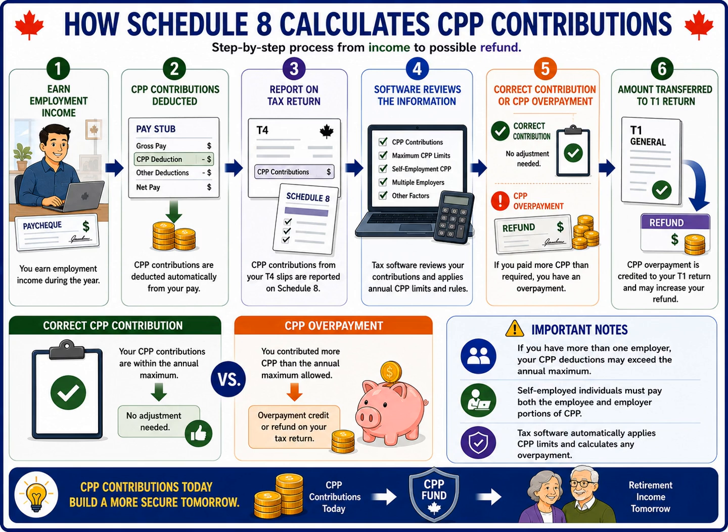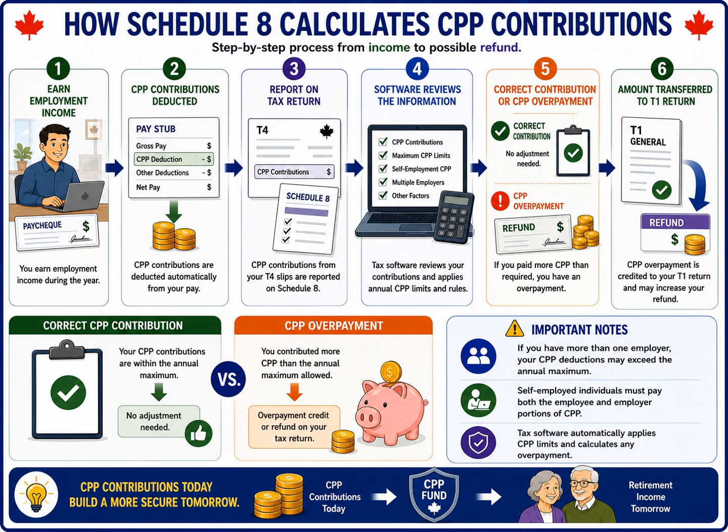As shown at the bottom of the slide, there is an important difference between these two situations. When CPP contributions are within the annual limit, everything remains unchanged. But when contributions exceed the annual maximum, the excess amount is generally refunded through the income tax return. There are also several key points to remember. Working for multiple employers can easily result in CPP overpayments.